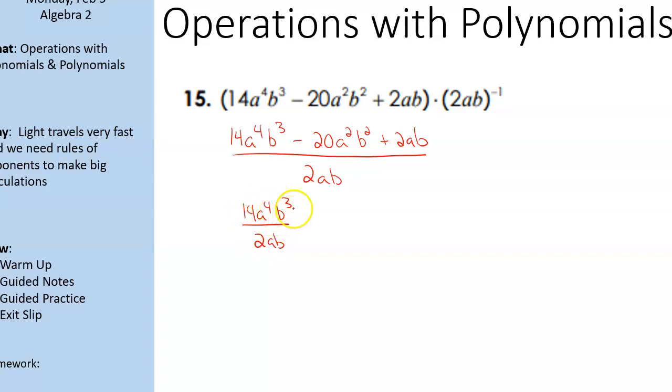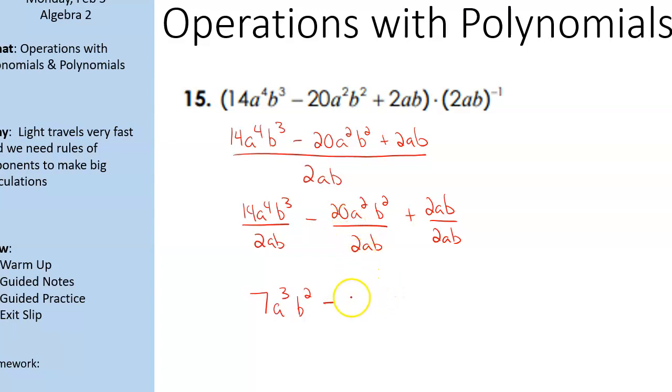So 14a to the 4th b to the 3rd divided by 2ab, minus 20a squared b squared divided by 2ab, and plus 2ab divided by 2ab. Okay, so 14 divided by 2 is going to give me 7. A to the 4th divided by a, 4 minus 1 gives me 3. So I have a cubed left. B to the 3rd divided by b, 3 minus 1 gives me 2. So I have b squared left there.